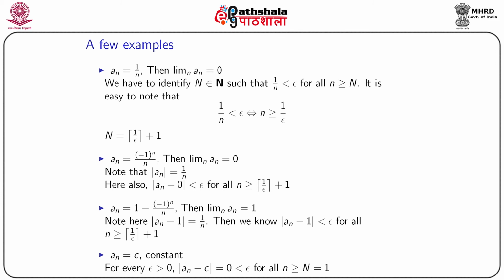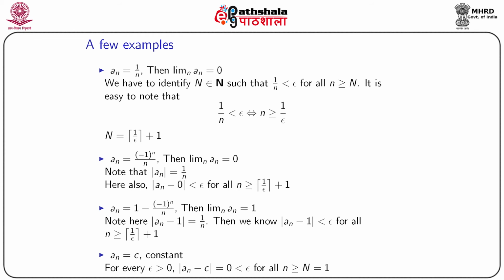Now we consider another example where we have the same sort of function 1 over n, but in the numerator we have minus 1 to the power n. If you take the modulus, it becomes 1 over n, and we have already shown that this goes to 0, but we need to find the value of capital N. Here also we can write |a_n minus 0| is less than epsilon for all n greater than or equal to the box of 1 over epsilon plus 1. So for both the functions, 1 over n and (minus 1) to the power n over n, we are getting the same N as the box of 1 over epsilon plus 1.